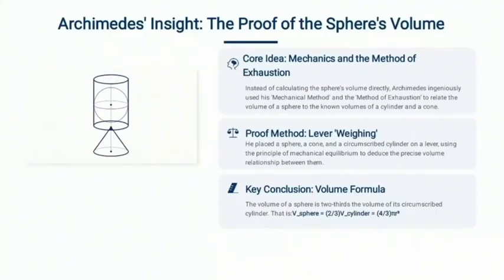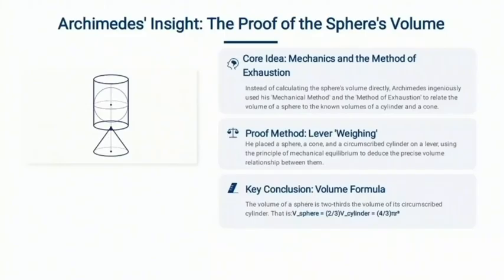So here is what he did. He imagined a sphere, a cone, and a cylinder. The cylinder was special because the sphere fit perfectly inside it, so we call it a circumscribed cylinder. The cone had the same base and height as the cylinder.